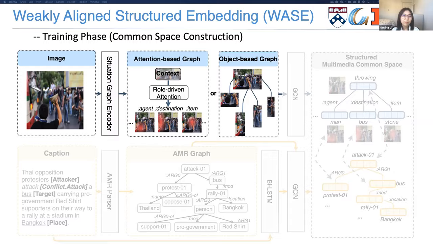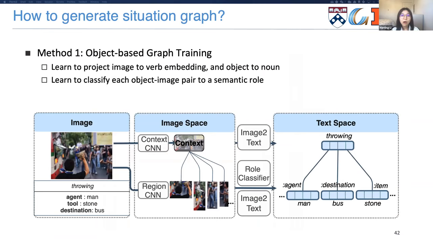To solve the first question, we developed two methods. The first one is the object-based graph. We apply the object detector to extract objects and apply CNN to extract their features. And then we use a projection layer to map them into word space. So the projected image is optimized to be close to its situation verb. Similarly, the objects are mapped to nouns, and then we apply a role classifier to determine the roles of the objects. This method is limited to predefined object classes. If an object cannot be detected, then we will miss it as an argument.